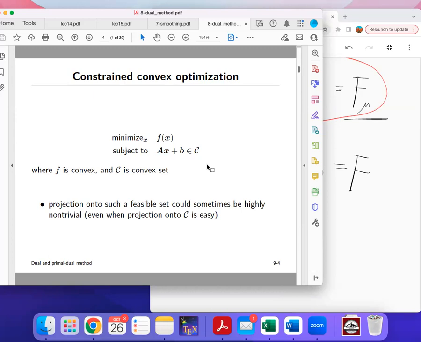To solve this problem, we can just apply some of the previous algorithms that we developed, for example, projected gradient descent. We do a gradient descent on f and then project the solution onto this constraint set. However, this requires a good understanding of that projection. If the projection is very hard to compute, then this method is very hard to implement. And the other thing is that sometimes f may not be differentiable.